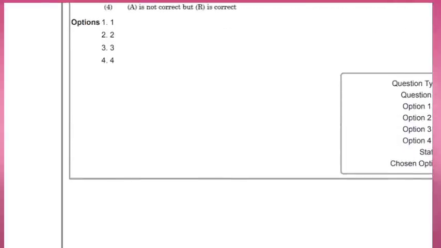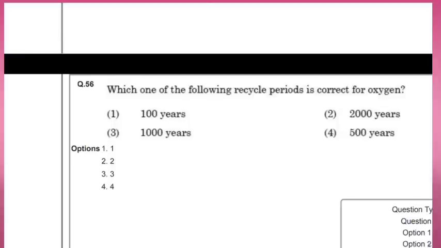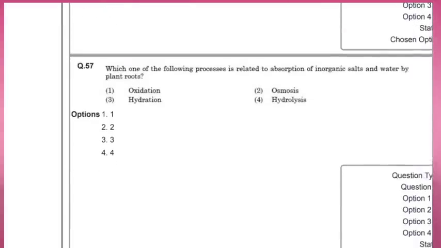And next question, which one of the following recycle periods is correct for oxygen? Definitely there are 2000 years. Option 2 is the correct answer. Next question, which one of the following processes is related to absorption of the inorganic salt water by the plant roots? Definitely osmosis is the correct answer, osmosis. Option 2 is the correct answer.